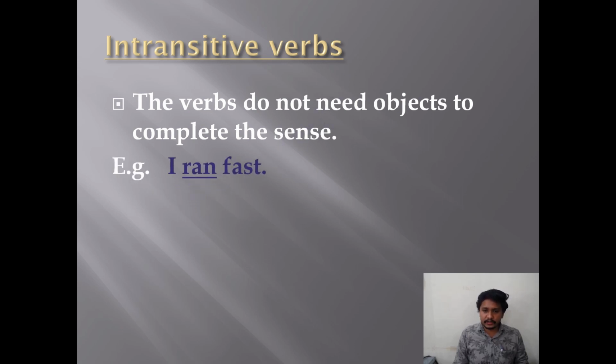I ran fast. That is one sentence. There is no object. I ran fast what? I ran fast whom? There are no questions like that. So ran is the intransitive verb and it doesn't require an object, and fast is not the object. I ran. I can stop there, even if I am not using fast. There is no other question, or other object needed to complete the sentence. So these types of verbs are called intransitive verbs.